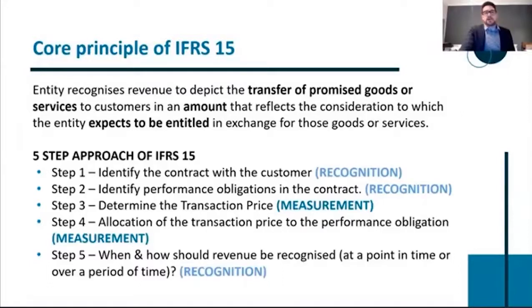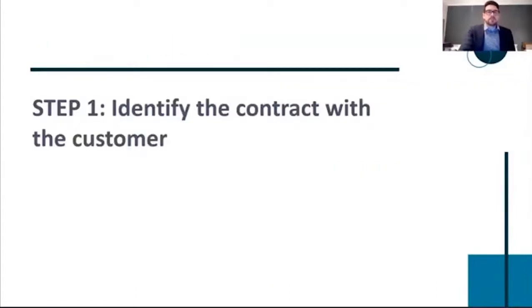Right, and the IASB incorporated a 5-step approach to account for this core principle of IFRS 15. And you can see there step 1, 2, and 5 deal with recognition, whereas step 3 and 4 deal with the measurement within the particular standard. Then the big thing that you also need to understand and put a pin in is the notion of control, which is a big part of the standard.